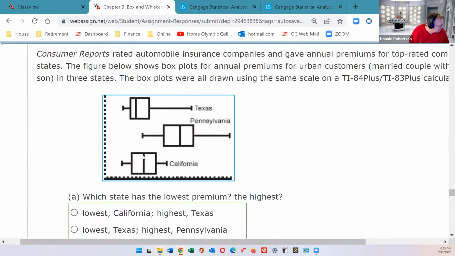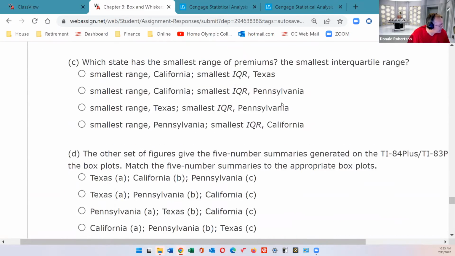If you were going to live in a state, would you go Texas or California? Which one do you think would be cheaper as far as your car insurance goes? Texas for the average person. Yeah. Would you agree Texas has got quite a small box and most of it is kind of to the left, which means cheaper? Yeah. So Texas, California, then Pennsylvania. That's in general how I would look at this, as good to bad.